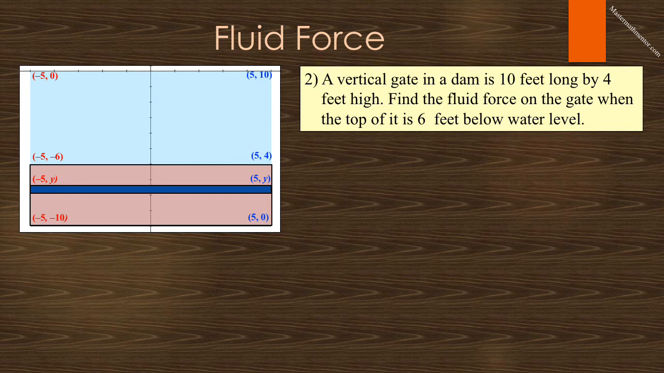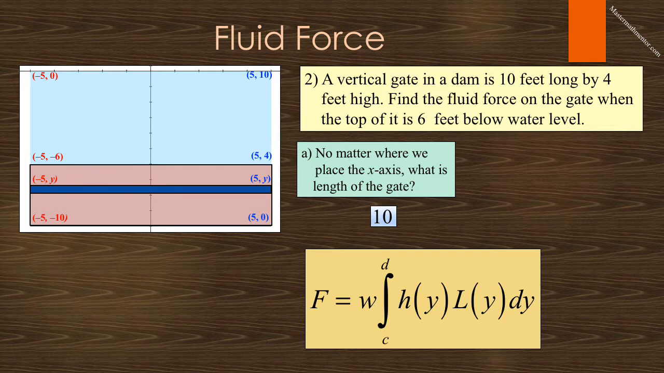If we place the origin at the bottom, we use the blue points on the right side, and our bottom will be (5, 0), while the very top will be (5, 10). The top of the gate is (5, 4), and the representative rectangle is at the point (5, y). It should be clear that no matter where we place the x-axis, the length of the gate is always 10 because it is a rectangle.